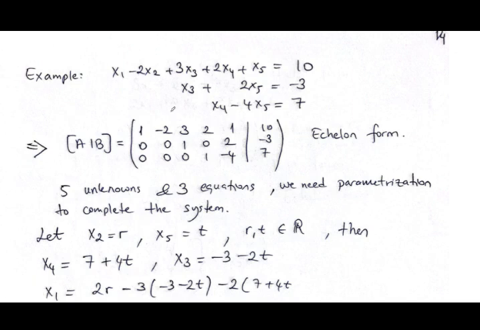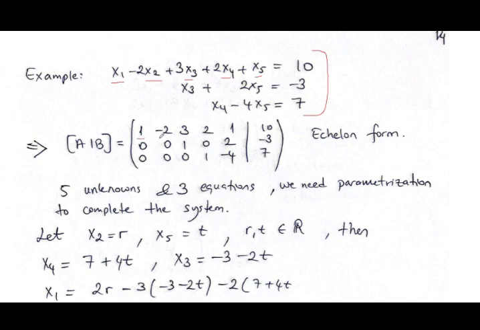Now, let's look at this example where we are given a system of equations. We have 3 equations, but we have 1, 2, 3, 4, 5 unknown variables. So in this example, the number of unknown variables is more than the number of equations. So if we put this system into the echelon form, what do we have?